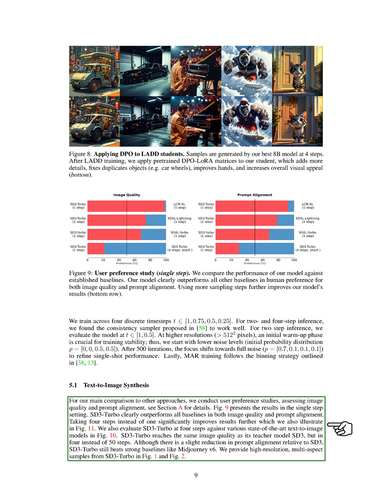In text-to-image synthesis, we conduct user preference studies to evaluate image quality and prompt alignment. Our model, SD3 Turbo, outperforms all baselines in both aspects, especially when considering multiple steps. We also assess our model against various state-of-the-art text-to-image models, demonstrating comparable image quality to its teacher model but with significantly fewer steps.